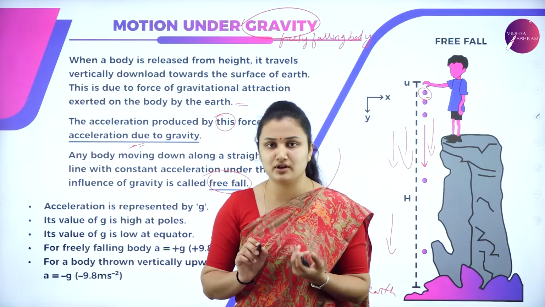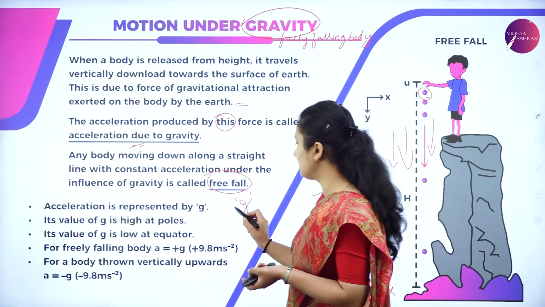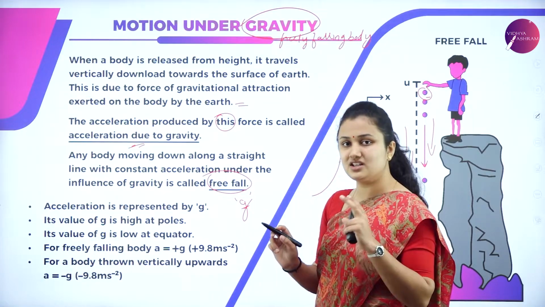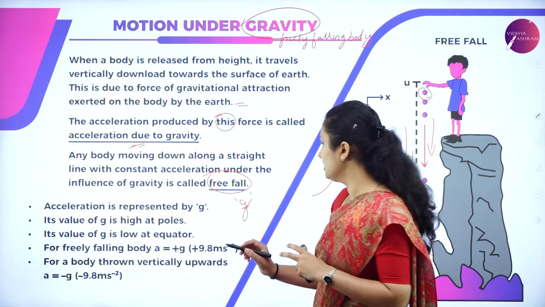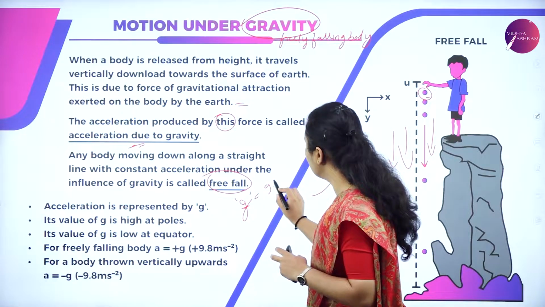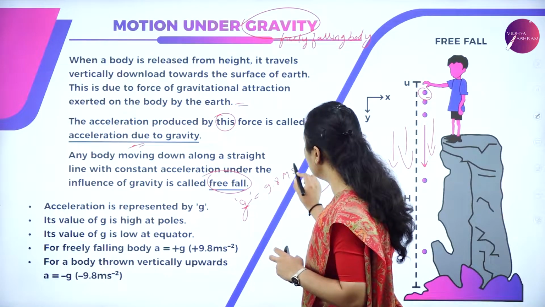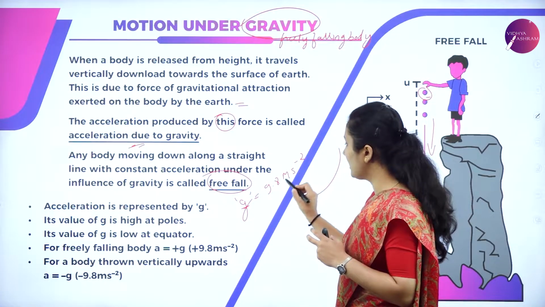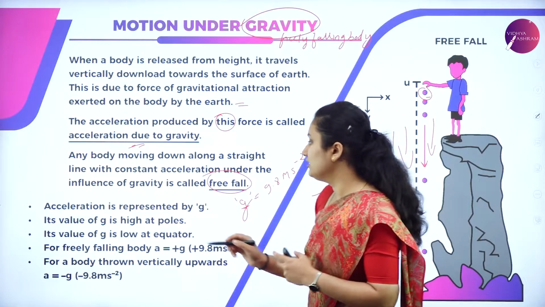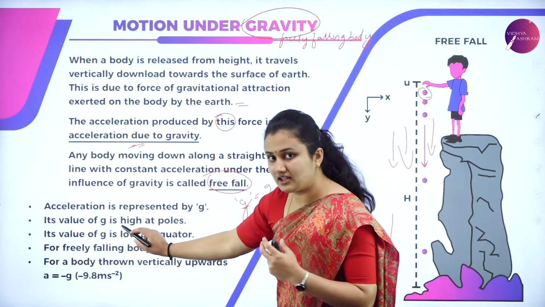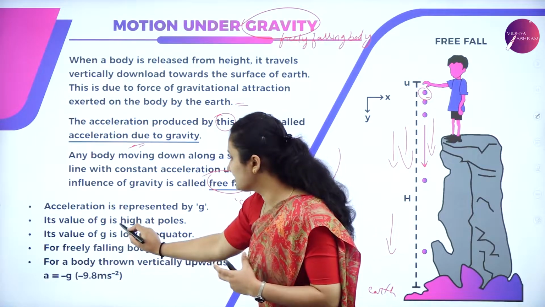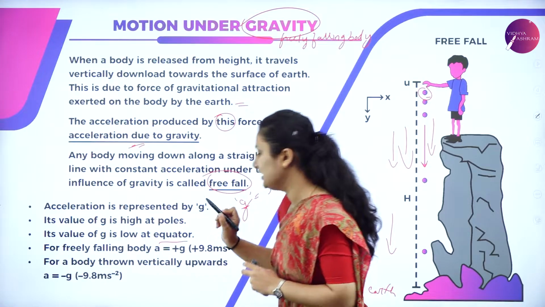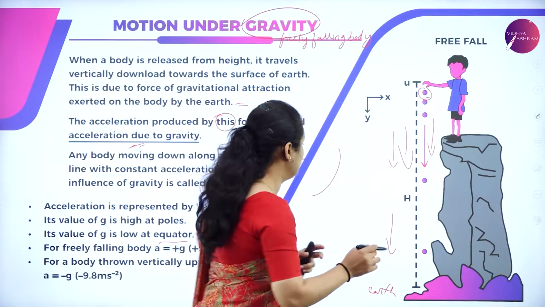You all are aware of it. Acceleration is represented by small g, and it is a constant term. It is a gravitational constant which has a value of 9.8 meters per second square. The value of g, the gravitational constant, is high at the poles and low at the equator. What do you mean by that?